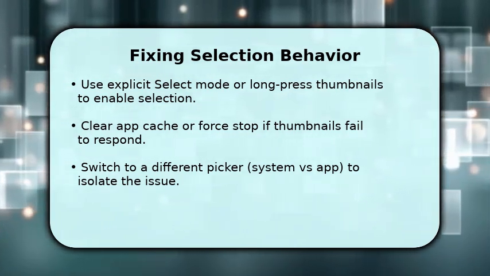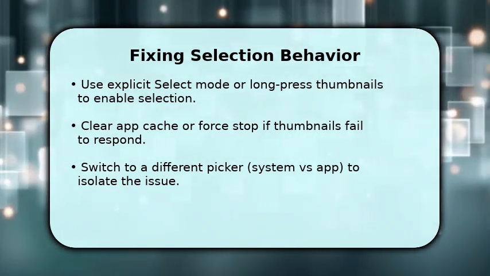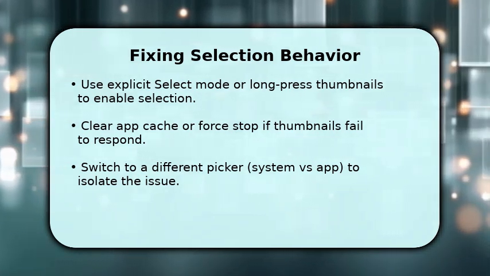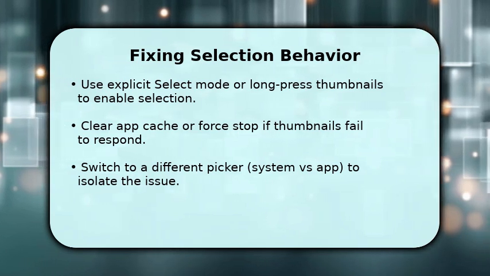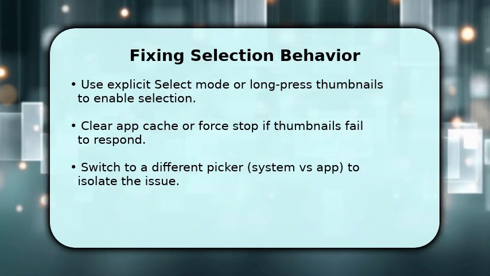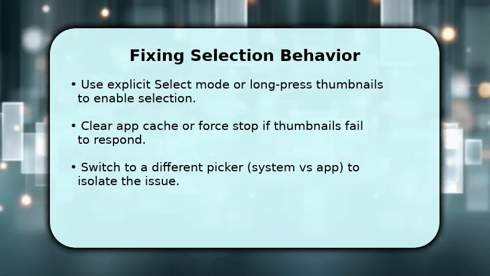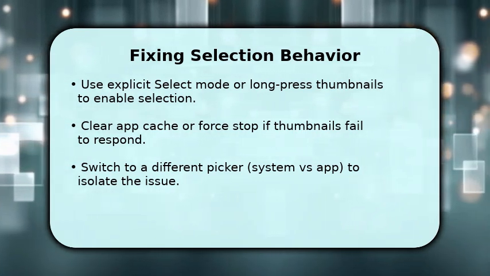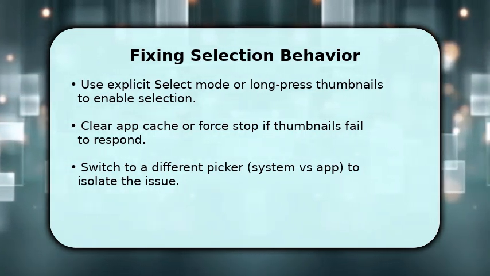If taps aren't registering, clear the app cache or force stop the app in Settings, then reopen. Temporary state often blocks selection logic. If the problem persists, switch to the system file picker or an alternate gallery to see if the fault is app-specific. This isolates whether the picker or the app integration produced the No Photos Selected state.